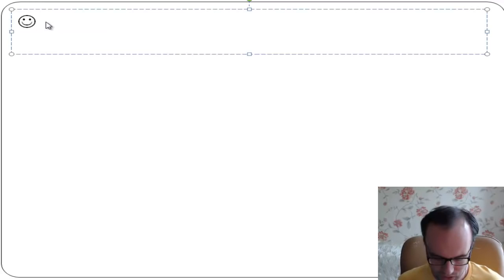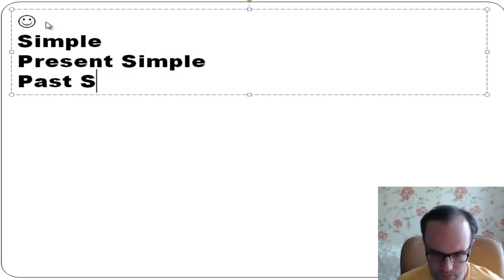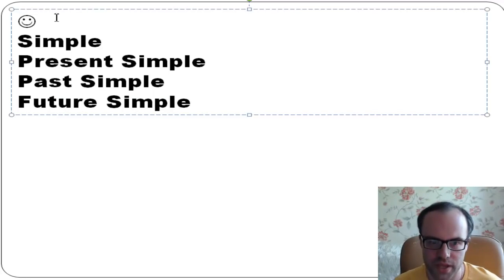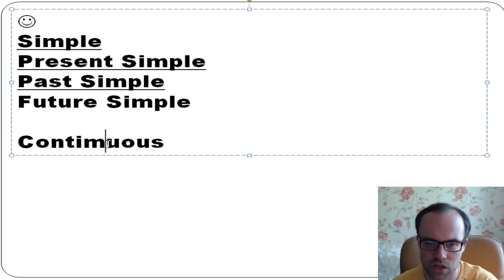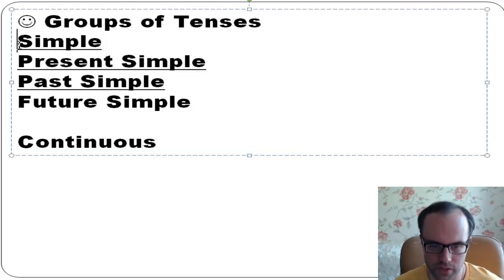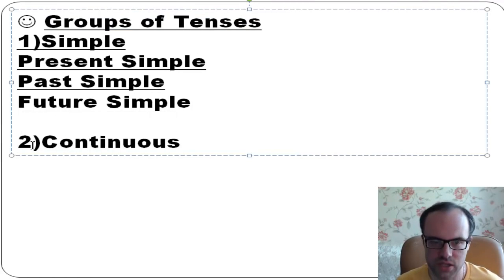And you know that we need to talk about the group simple. So present simple, next past simple, and future simple. We need to talk about it. We have already talked about present simple and past simple. We also need to talk about future simple. And we talked about continuous, groups of tenses. So the first is a simple group, and the next one is a continuous group.